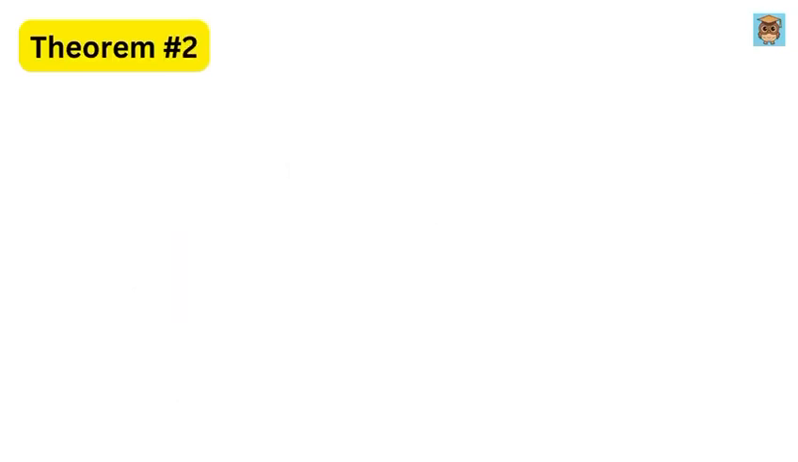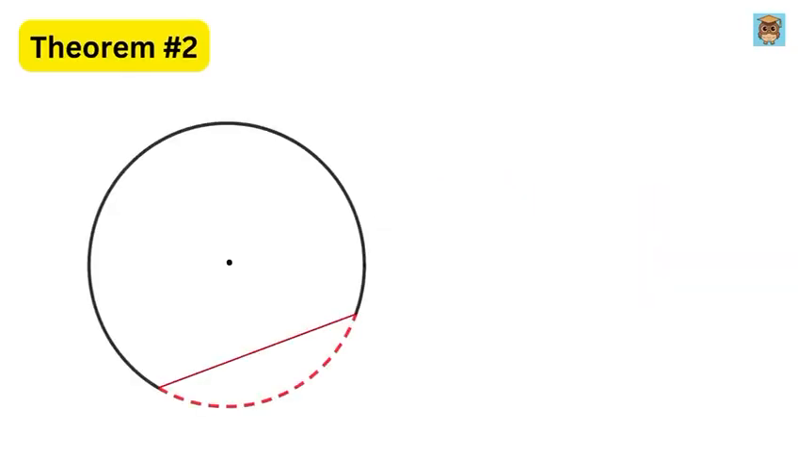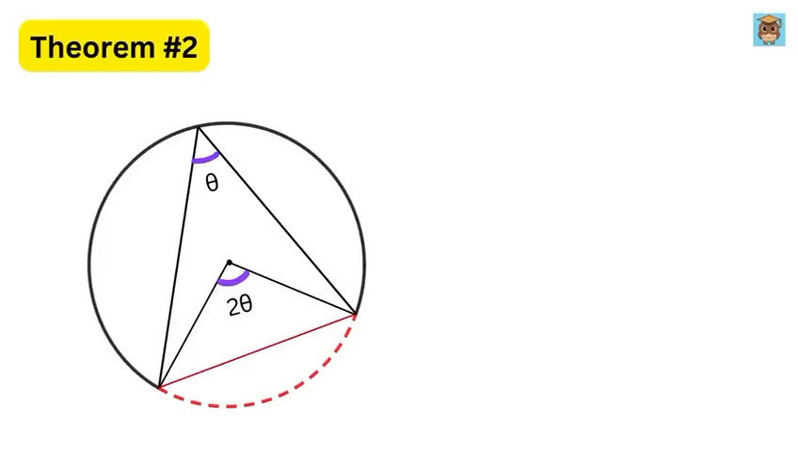Let us move on to theorem number 2. Angle at the center is twice the angle at the circumference, which means the angle subtended by an arc at the center of the circle, or this angle, is always twice the angle subtended at the circumference by the same arc.